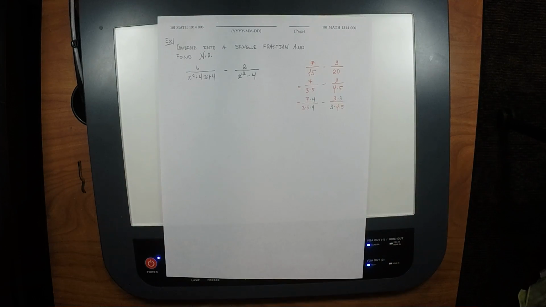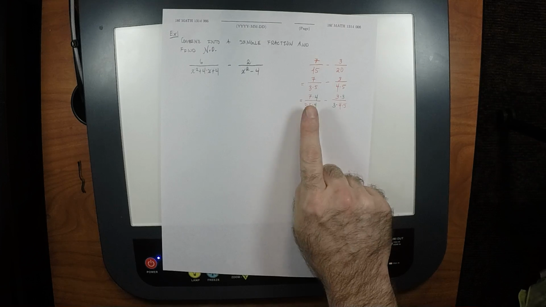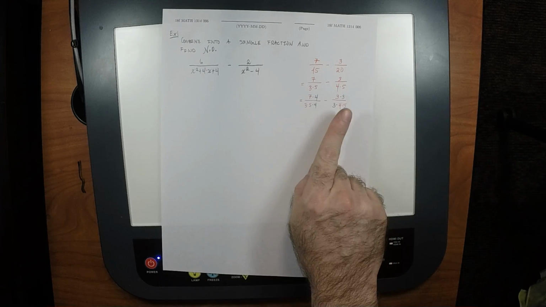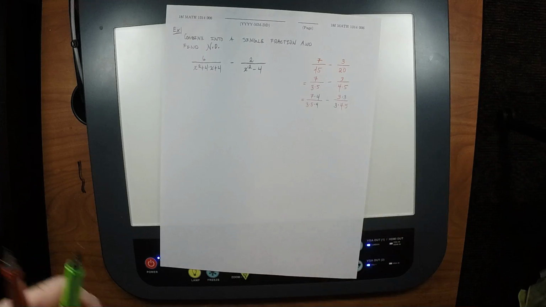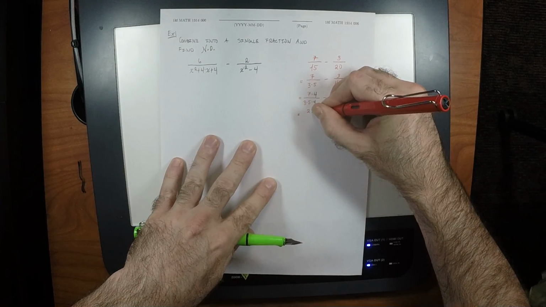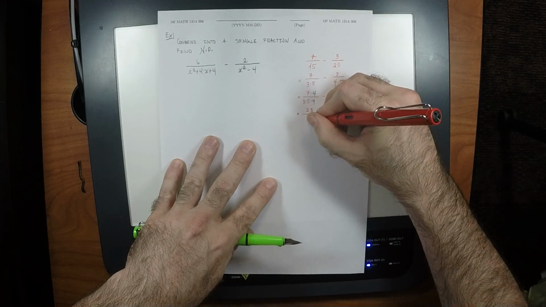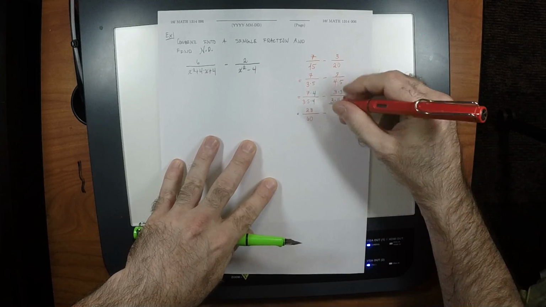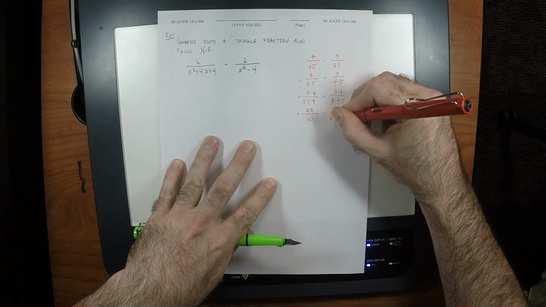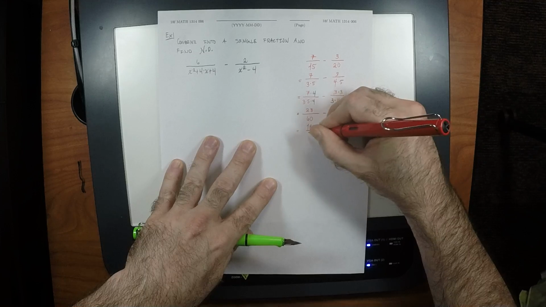So now that we've done that, notice that the denominators are now the same. This is 3 times 4 times 5, and that one is also 3 times 4 times 5. So we could say that it is now 28 over 60 minus 9 over 60, which is what, 19 over 60. Any question about this?